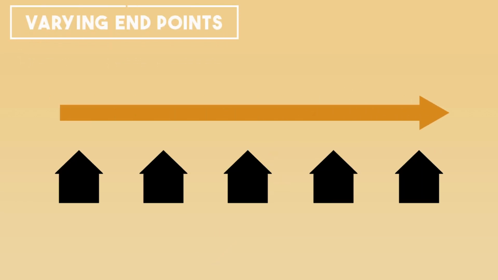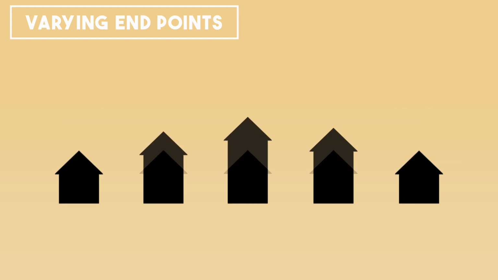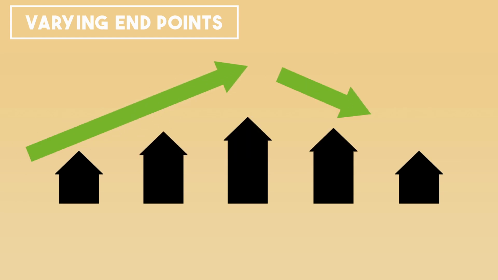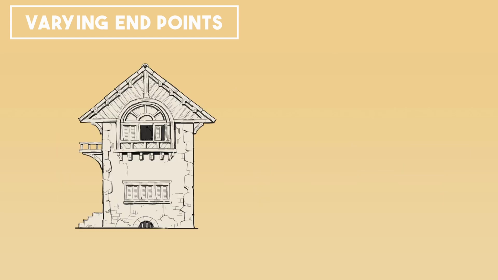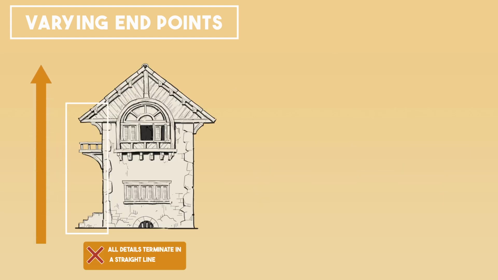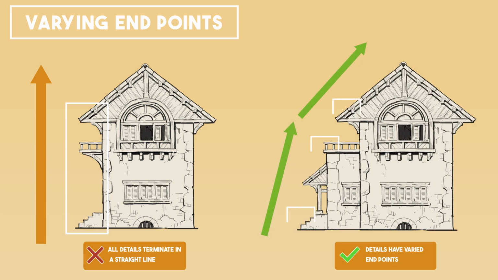Imagine there are a row of houses of even heights. By varying them, you'll notice the diagonals it creates, which leads to more dynamism in the read. The same can be applied to the elements of an individual house itself. We can make them just as interesting if we varied their endpoints.